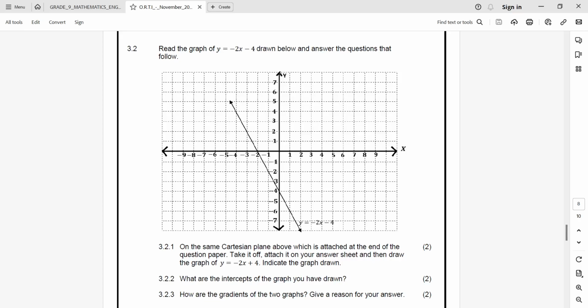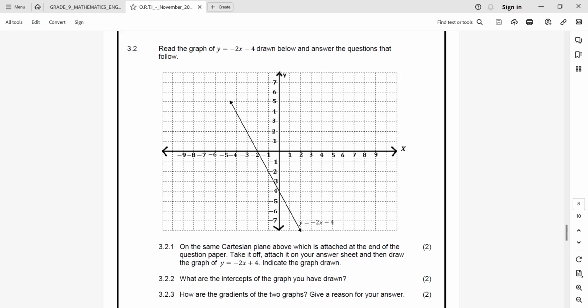Good. But let us not argue with the examiner. When you indicate the graph drawn, you will just draw it and then label y = -2x + 4. Okay, I'm having the same question paper here. We will look at it and then we will do it together.